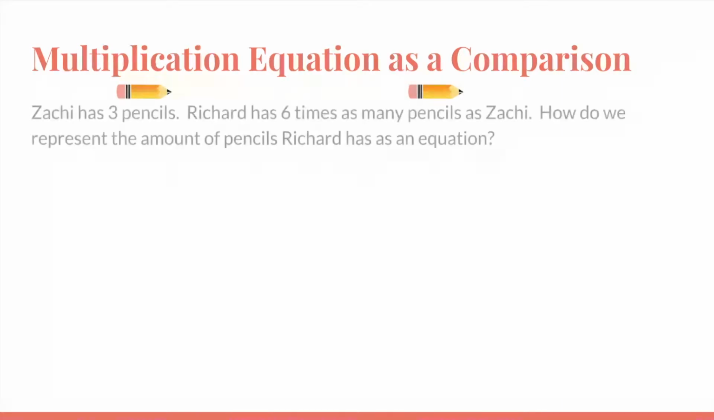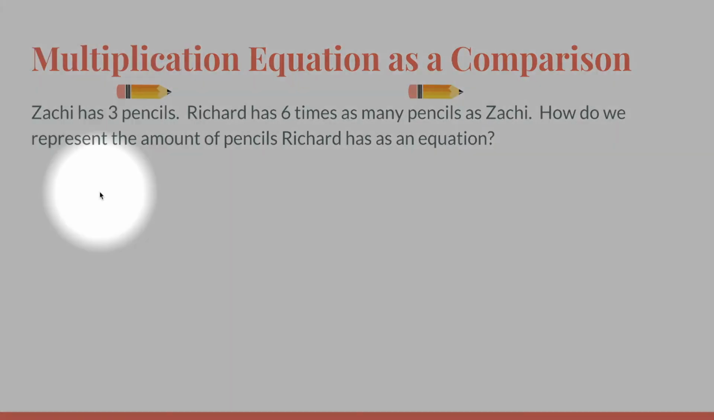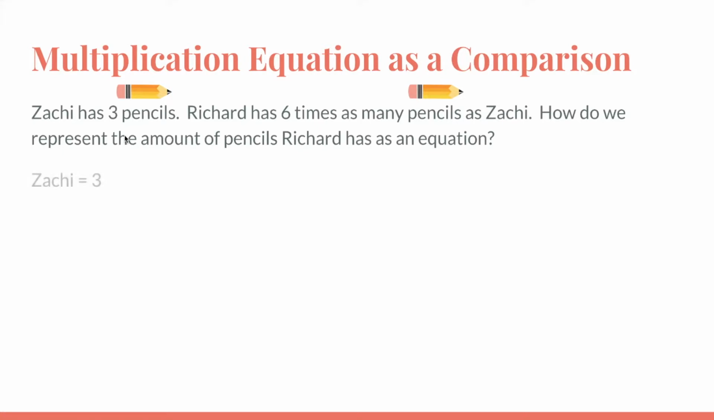Pencils. Zakai has 3 pencils. Richard has 6 times as many pencils as Zakai. How do we represent the amount of pencils Richard has as an equation? Again, take it step by step. So the first thing here, Zakai has 3 pencils. All right. Boom. Now, Richard has 6 times as many pencils as Zakai. So we got to say Richard equals 6 times more than Zakai.